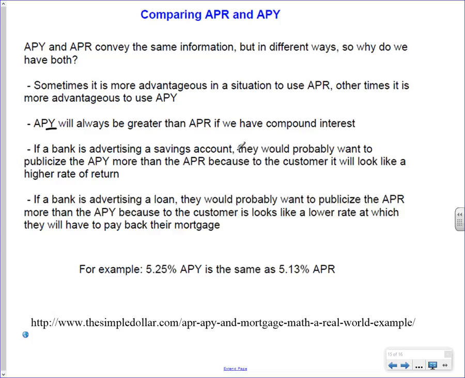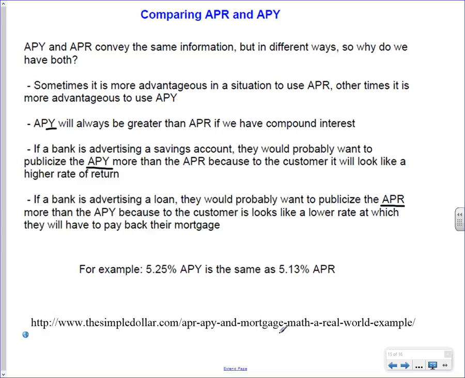If a bank is advertising a savings account, then they'd probably want to tell you about the APY, because that's going to show that you're getting a higher rate of return. If they're advertising a loan, then they'll probably advertise the APR, because customers want a lower rate, so they're going to want to see that APR. So for example, 5.25% APY is the same as 5.13% APR.